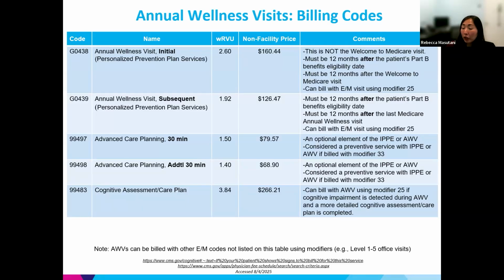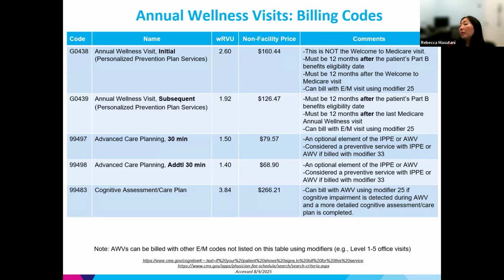The last thing I will add here too is that annual wellness visits can be billed with other E&M codes not listed on this table using modifiers, that is modifier 25. As an example, if a patient has a Medicare annual wellness visit and the provider during that same encounter addresses a patient's hypertension and diabetes, in that case, providers can bill for both the annual wellness visit and can bill for a return office visit and use modifier 25.